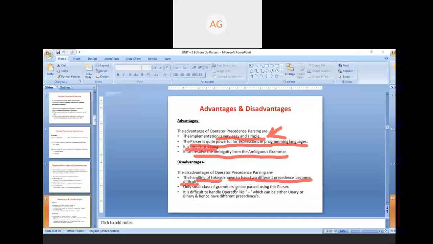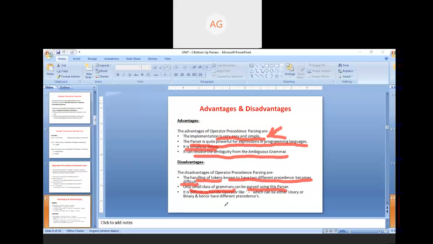The second disadvantage is that only a small class of grammars can be parsed using this parser. This parser is not very efficient in parsing a large class of grammars, because in order to parse a grammar you first need to check whether that grammar follows the rules of the operator precedence grammar or not. So this parser is considered applicable to only a small class of grammars.